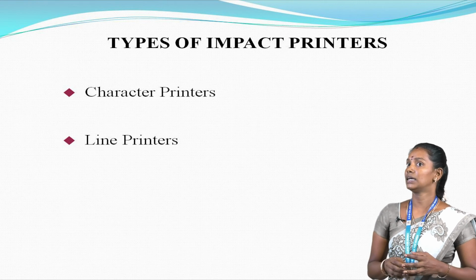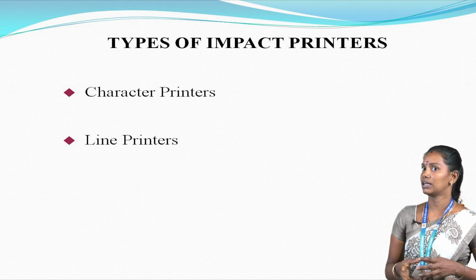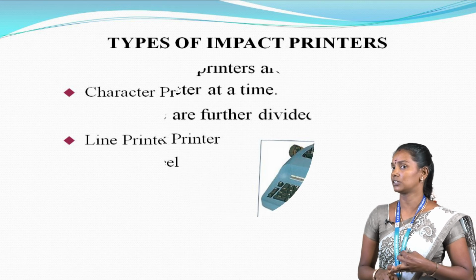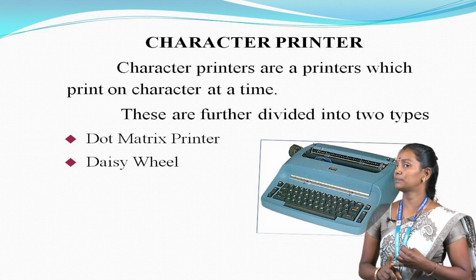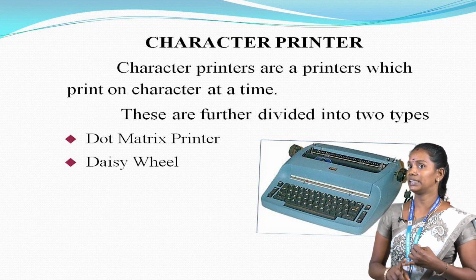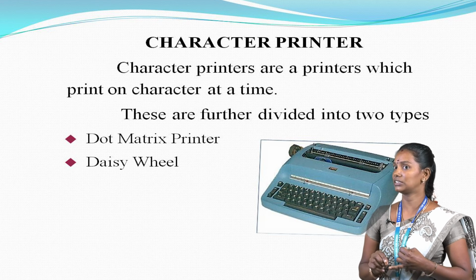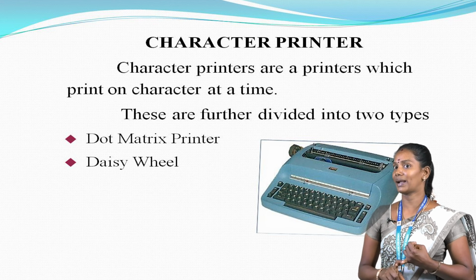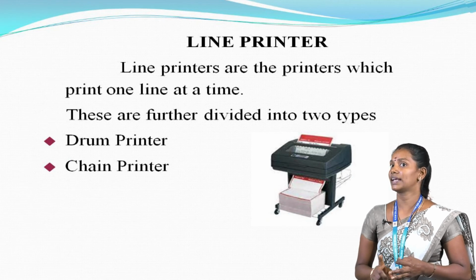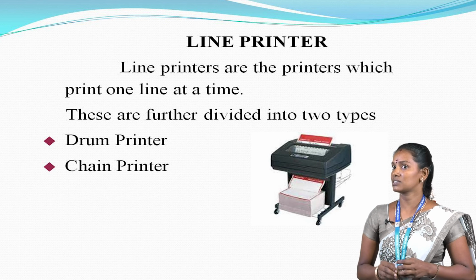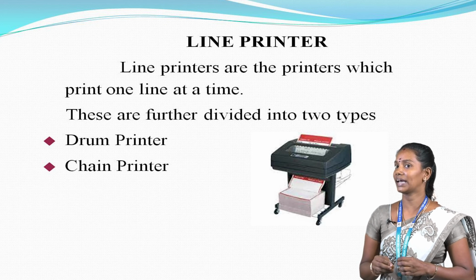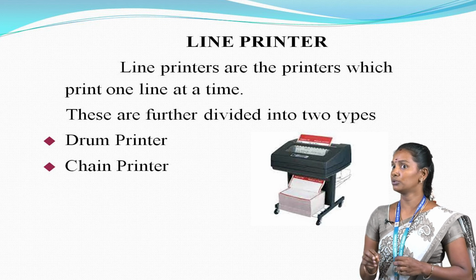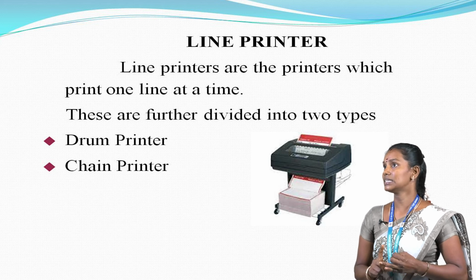The next one is what are the types of impact printers? That means character printers and line printers. Character printers are the printers which print one character at a time. These are further divided into two types: dot matrix printers and daisy wheel. The next one, line printer. Line printers are the printers which print one line at a time. These are divided into two types: drum printer and chain printer.